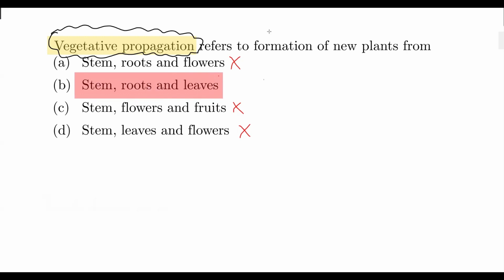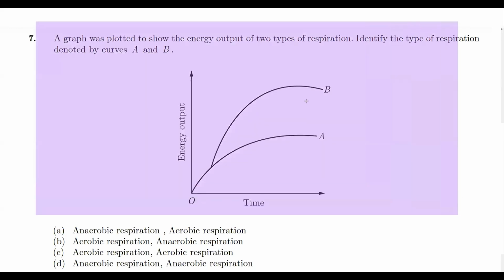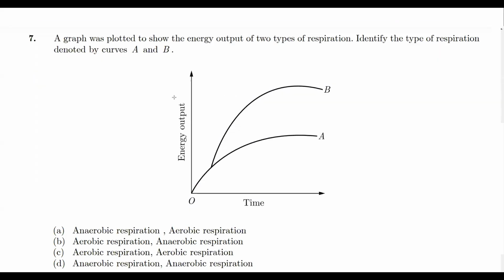But as you can see here, as I said, the roots, leaves, and stems are the vegetative parts of the flower. So that's why we say it's vegetative propagation. The next question, a graph is given here, of energy output and time taken. It's easy to determine from here that graph B is producing a greater amount of energy than A.